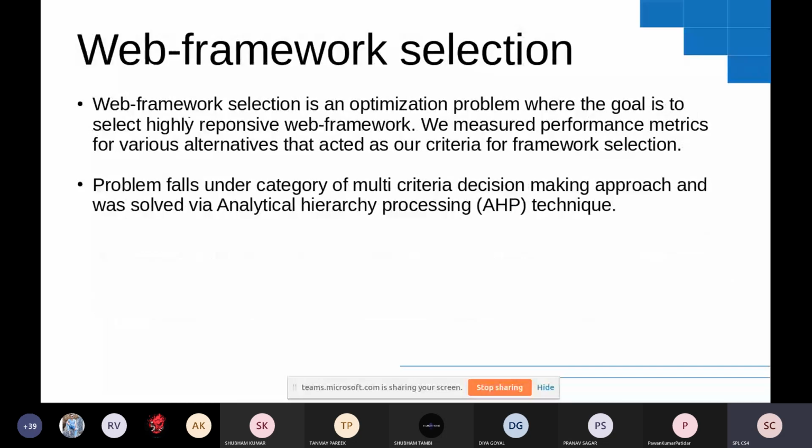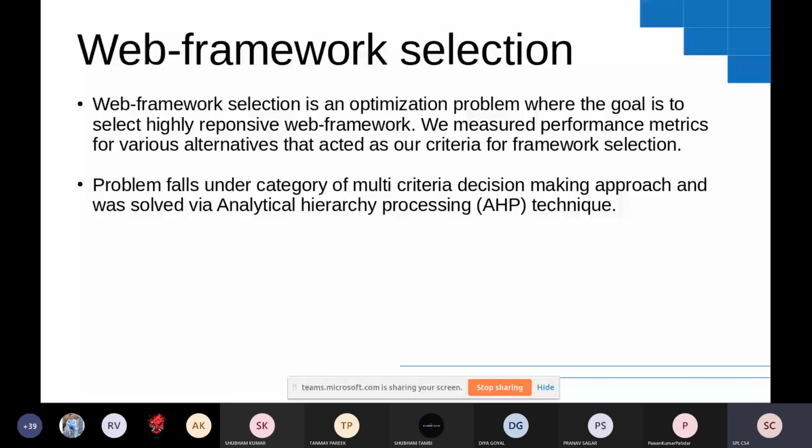Now, web framework selection is an optimization problem where the goal is to select a highly responsive web framework. We measure performance metrics for various alternatives against our criteria for framework selection. You can see from the definition of web framework selection, or how I try to portray it, the terms being used are very similar to the terminology that we were encountering in analytical hierarchy processing as well. Now, since we are saying that web framework selection is an optimization problem, this problem falls under the category of an MCDM approach, multi-criteria decision-making approach. And we could solve it using the analytical hierarchy processing technique.